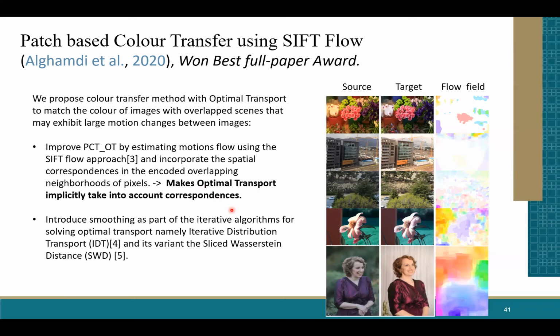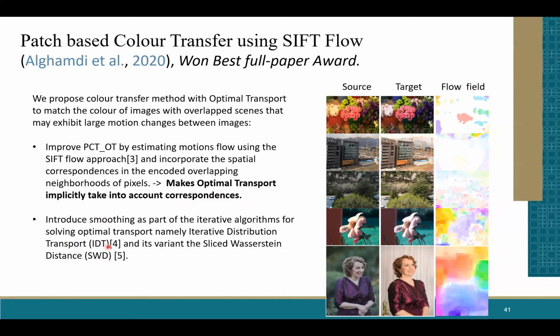And when we compute the spatial correspondence, we incorporate it in our encoded overlap neighborhood. In this new formulation, our patches now have the corresponding position, which makes the optimal transport implicitly take correspondences into account. So it does improve the transformation output; it does affect the transformation here.